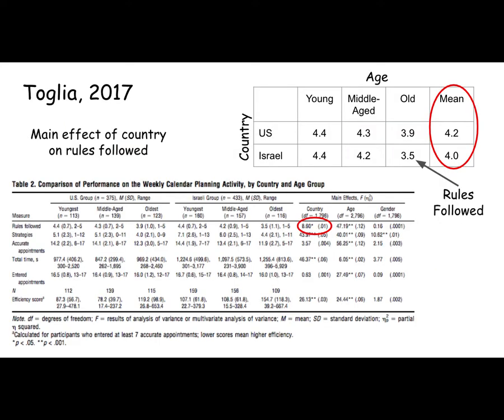Here is an example of a results table from an AJOT paper by Toglia, which compared performance between people in 3 different age groups in the US and Israel on a calendar planning activity. The results table indicates there is a main effect of country on rules followed. I have pulled out the data for the number of rules followed by people in the US and Israel in each age group. The main effect means that regardless of age, participants in the US followed more rules than the participants from Israel.